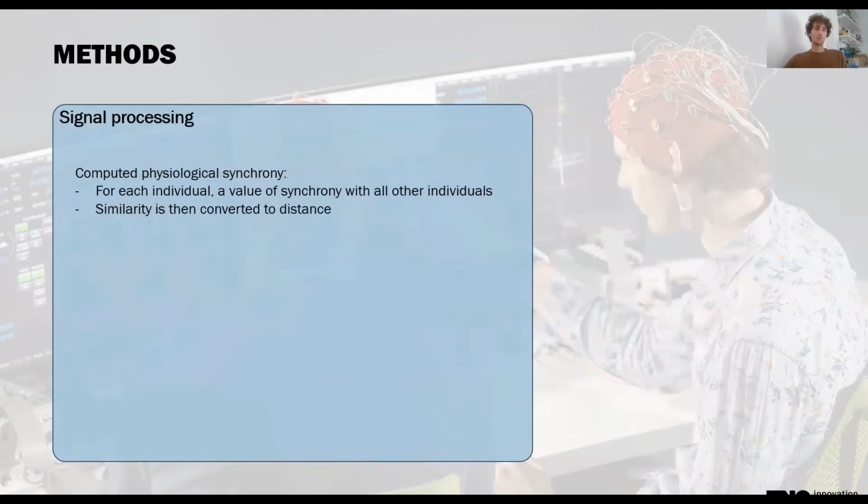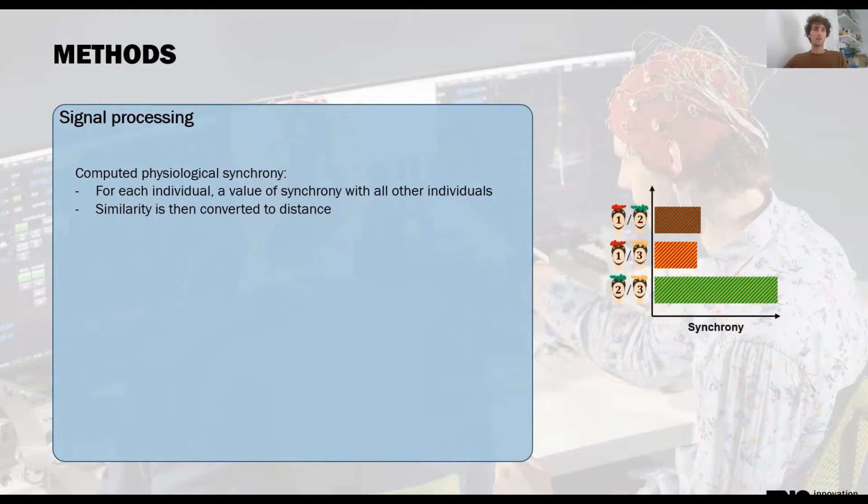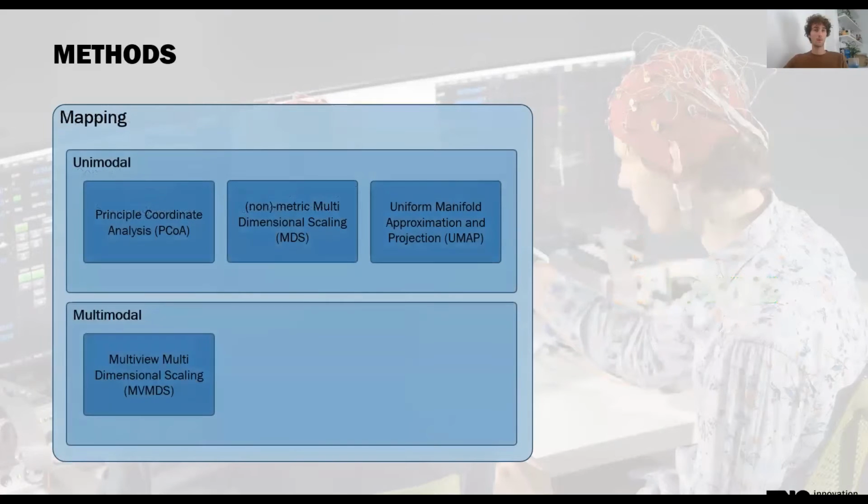In the processing phase, we computed the physiological synchrony for each of these individuals. And this resulted for each individual in a value of synchrony with all other individuals. And this is some measure of similarity between these individuals. To apply the clustering algorithms, we converted this similarity into a distance. So persons with high physiological synchrony had low distance between each other, and persons that had low physiological synchrony had a high distance between each other.